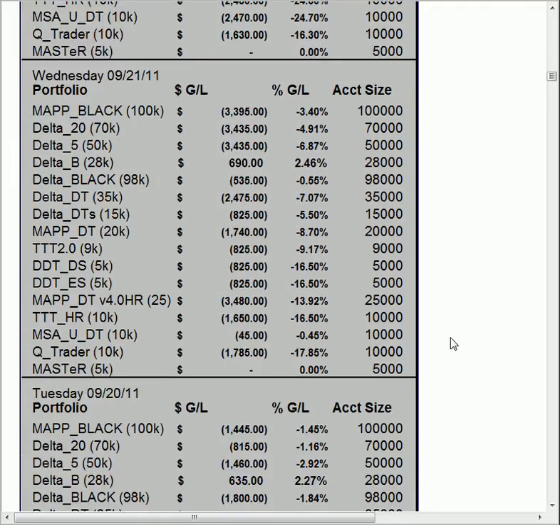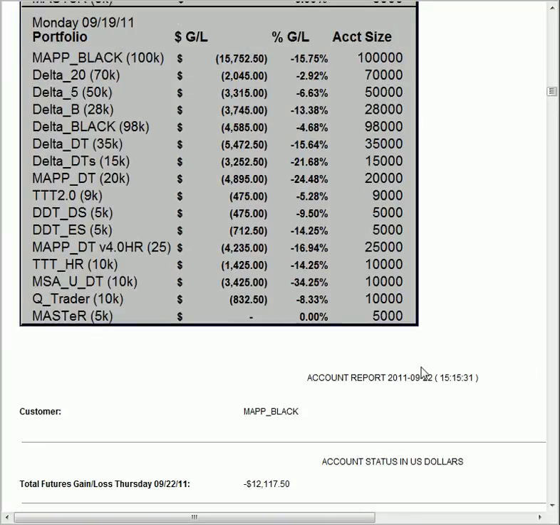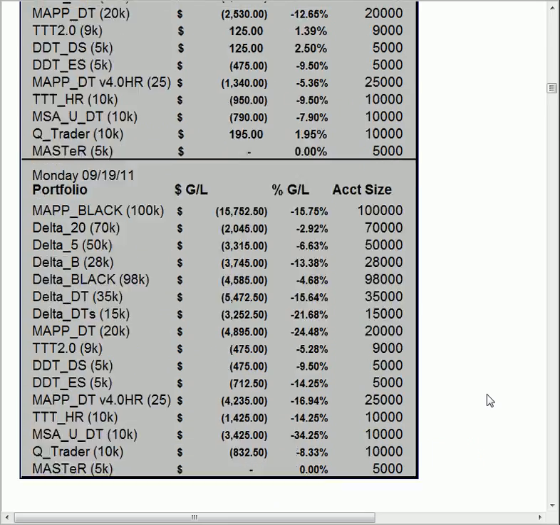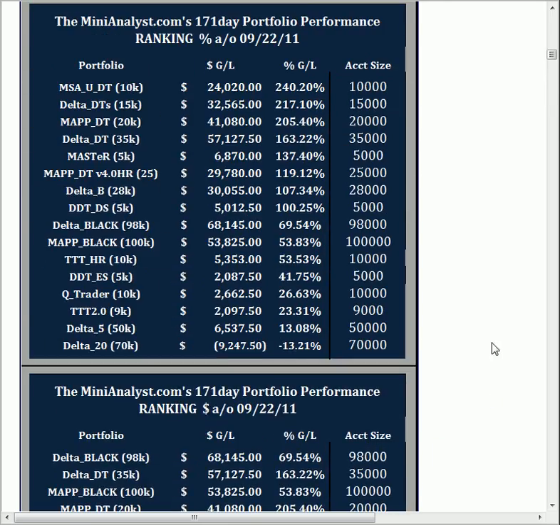There's actually the losses that we've had this week, so it's been kind of interesting. The Master has been holding the best because it hasn't lost any money, hasn't traded all week, the Master. So there you go for the 171 days. MSA UDT up 240%. That is a leader.